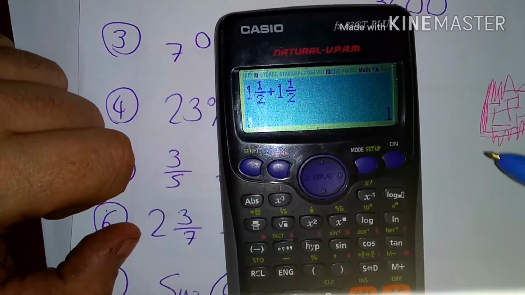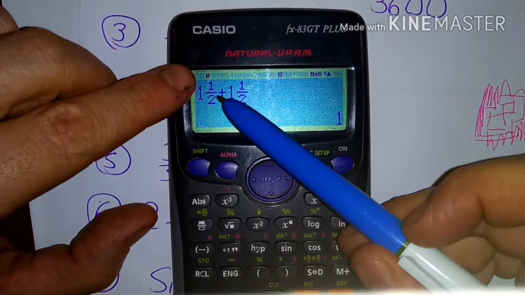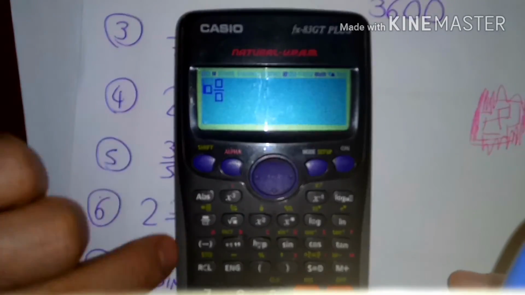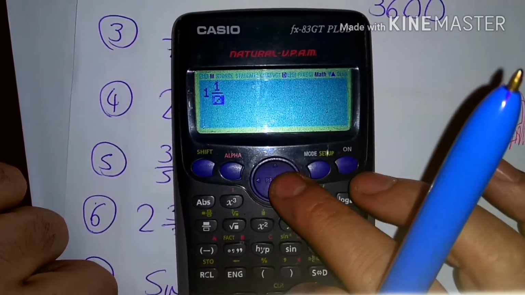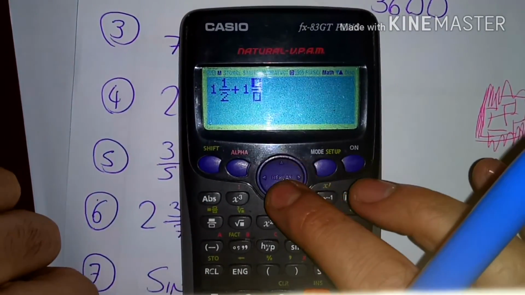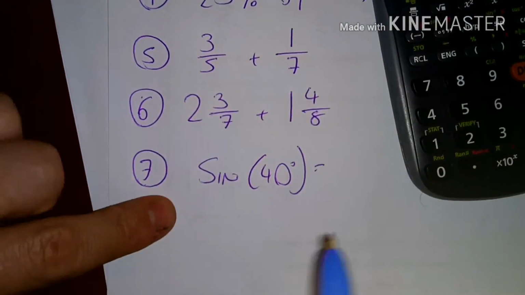Okay. Now my calculator is telling me it's 1, and that's because what you've told your calculator to do is to do 1 times a half plus 1 times a half. If you want to do it properly, you have to do your shift button. We're going to do 1.5 plus 1.5. There you got 3.